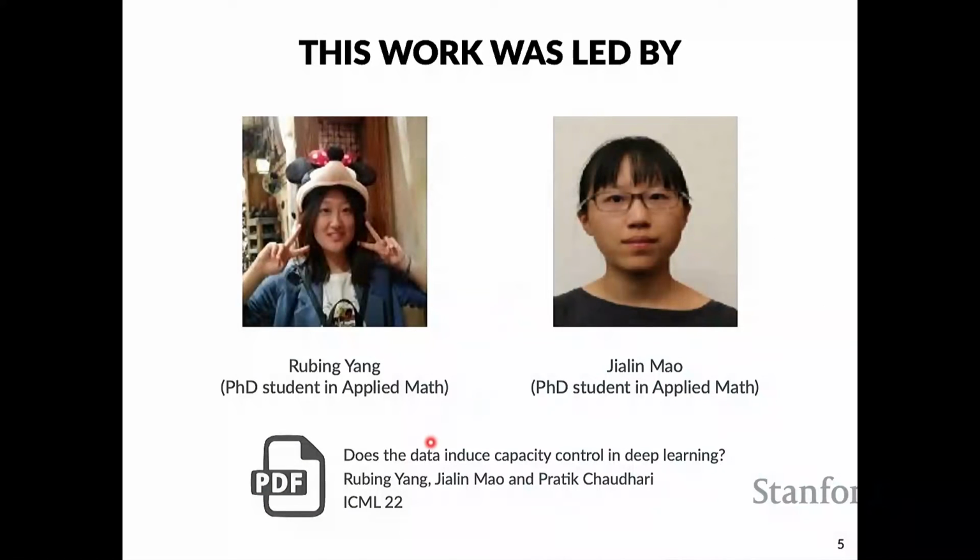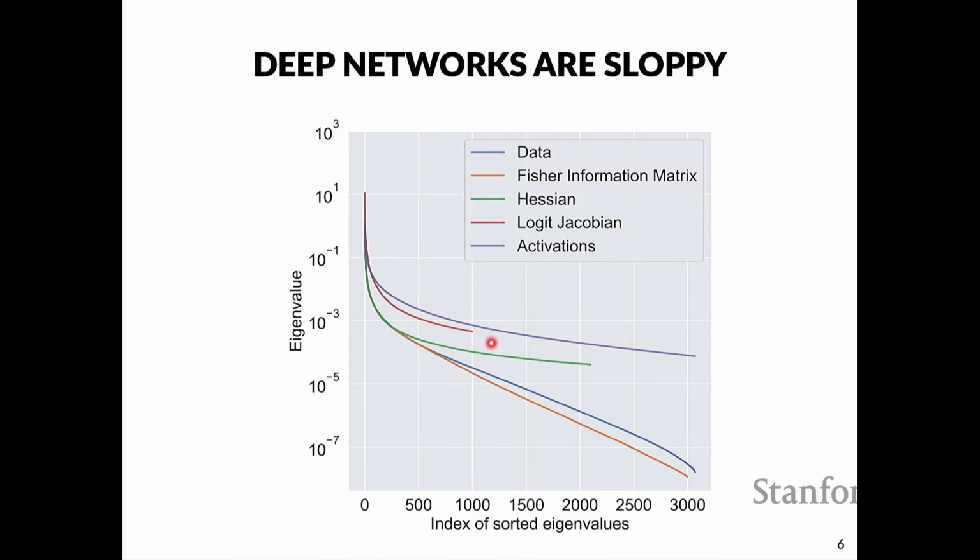So first, I'll tell you a result that we presented at ICML last year. It's a paper called "Does the Data Induce Capacity Control in Deep Learning?" Okay, and focus on the blue line for a second. The blue line are the eigenvalues of principal component analysis of CIFAR10 images. CIFAR10 has 10 classes, 32 cross 32 pixels, RGB, so 3 channels.